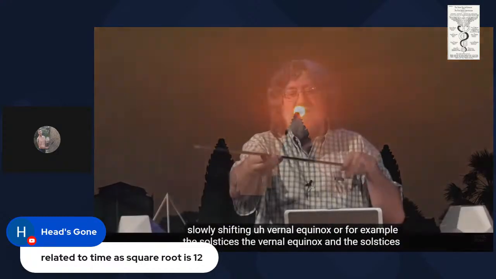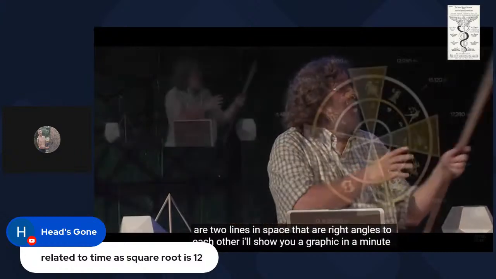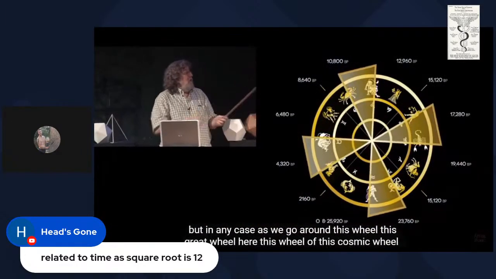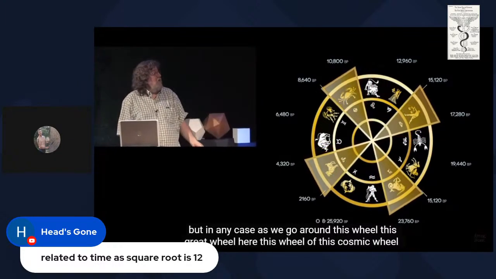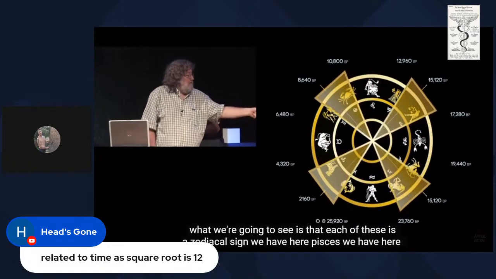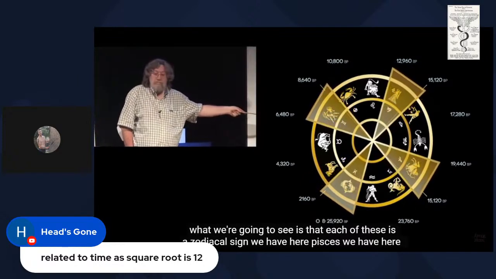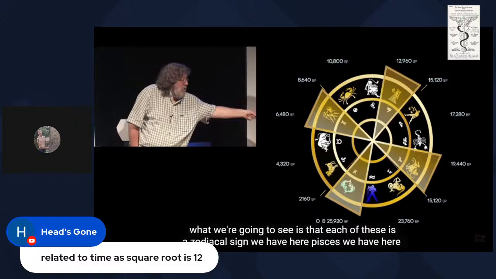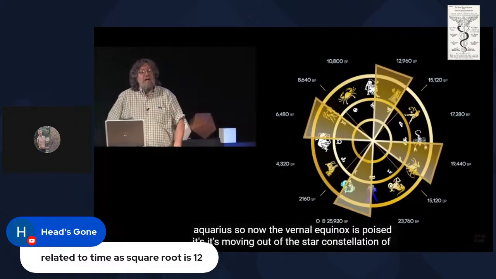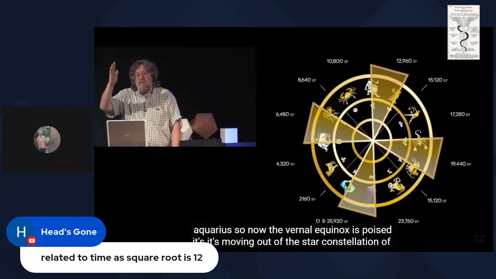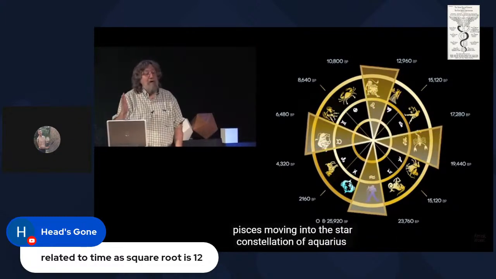The vernal equinox and the solstices are two lines in space that are right angles to each other. I'll show you a graphic in a minute. But in any case, as we go around this great wheel, this cosmic wheel, what we're going to see is that each of these is a zodiacal sign. We have here Pisces. We have here Aquarius. So now the vernal equinox is poised. It's moving out of the star constellation of Pisces, moving into the star constellation of Aquarius.